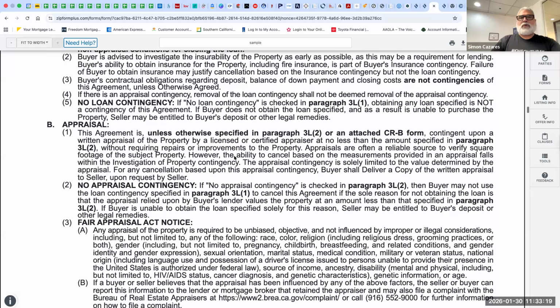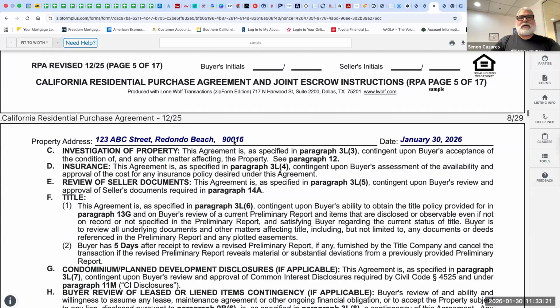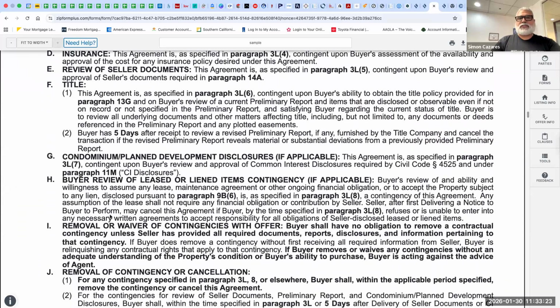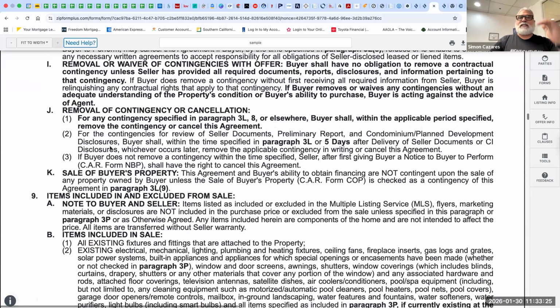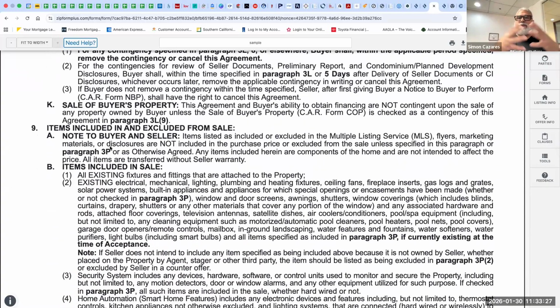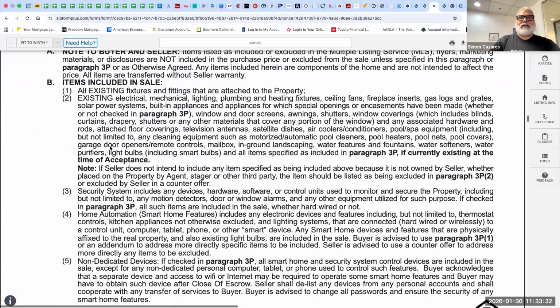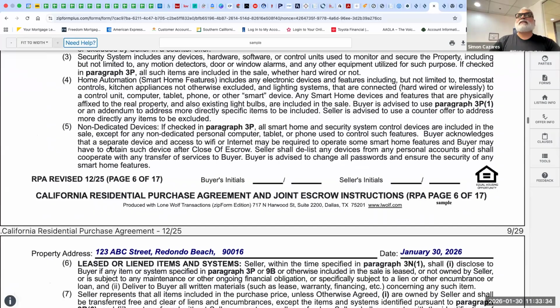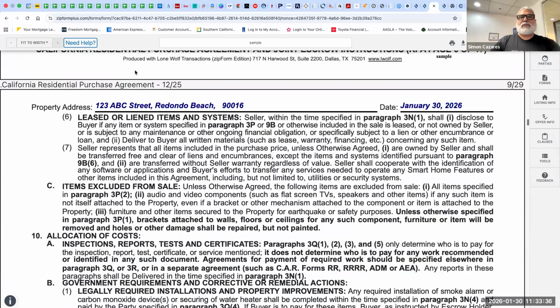Contingencies we talked about, loan, appraisal. We already talked about all that. Investigations, we talked about insurance. These are all of the conditions that the buyer and the seller have to understand in order to move the needle forward, is what needs to happen. Otherwise, the seller has every right to cancel if the buyer does not perform.